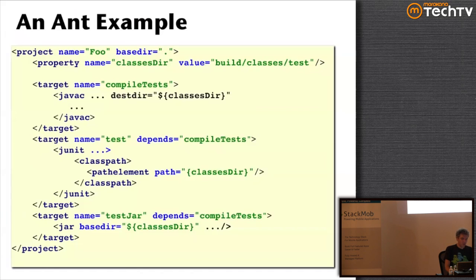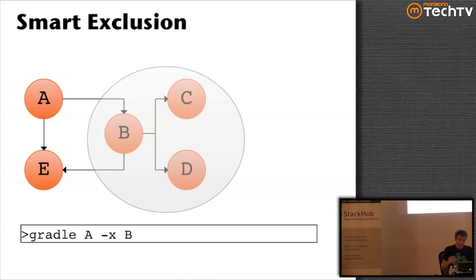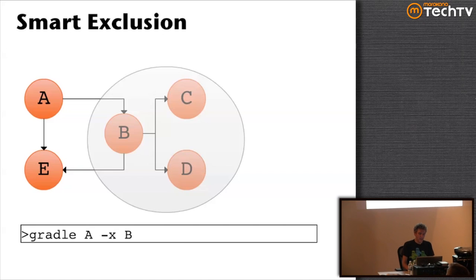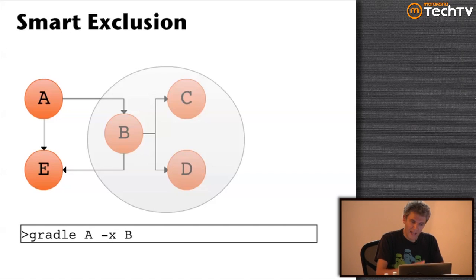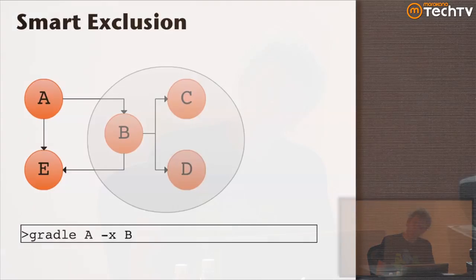Another thing: smart exclusion. I mean, this is a build master tool. Let's say I want to build A, and it depends on B. B usually takes 15 minutes, some document generation. And now you're debugging something in A, you're working with it, and you have to execute it 5 times a minute. And now B always takes so long.